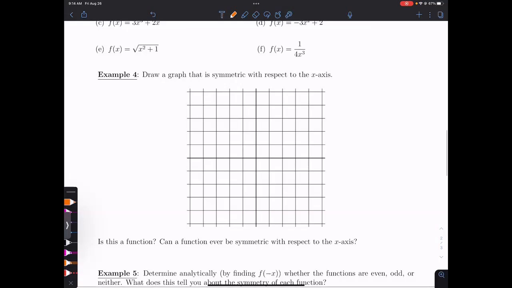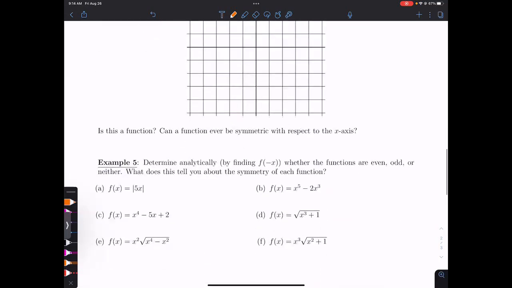4th example, here's a blank graph. I want you to draw a thing that's symmetric with respect to the x-axis and then think about it. And then 5, some more examples. We're going to check for whether these are even or odd by working out the algebra. So doing it analytically, right? That's finding f of negative x, simplifying whatever you need to simplify, and then trying to draw a conclusion based on that. Of course, you still have a graph, so you can use that to check or think through things. But there we want to make sure we're practicing the algebra skills too.